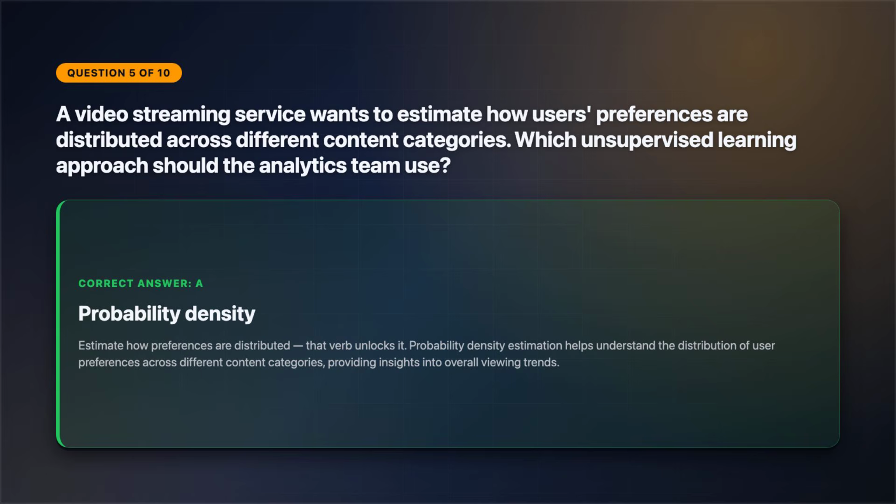Estimate how preferences are distributed. That verb unlocks it. Probability density estimation helps understand the distribution of user preferences across different content categories, providing insights into overall viewing trends.